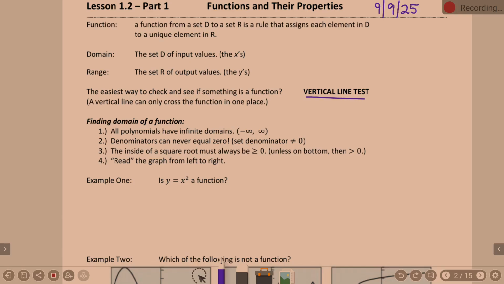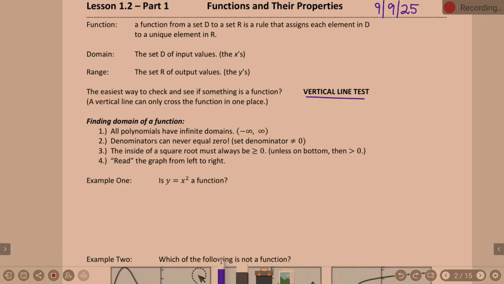They will always have infinite domains, means they go infinitely left and infinitely right. Okay? A denominator, if a function has a denominator, it can never equal 0. That's something we'll want to talk about. Anytime we see a denominator, we'll want to figure out where it equals 0 because that's a problem in the domain. The inside of a square root must always be greater than or equal to 0, which, in other words, what am I saying? The inside of the square root needs to be positive.